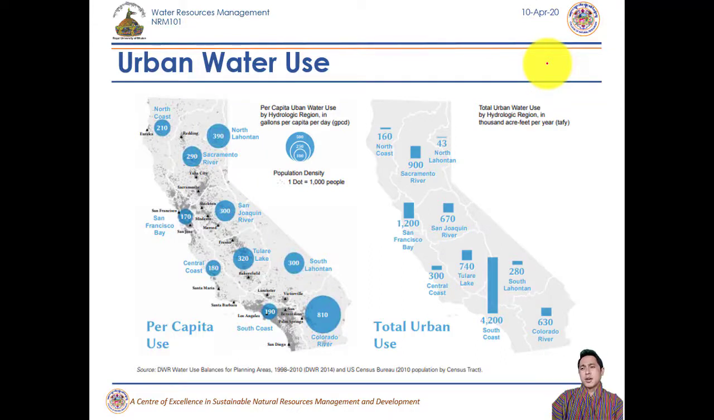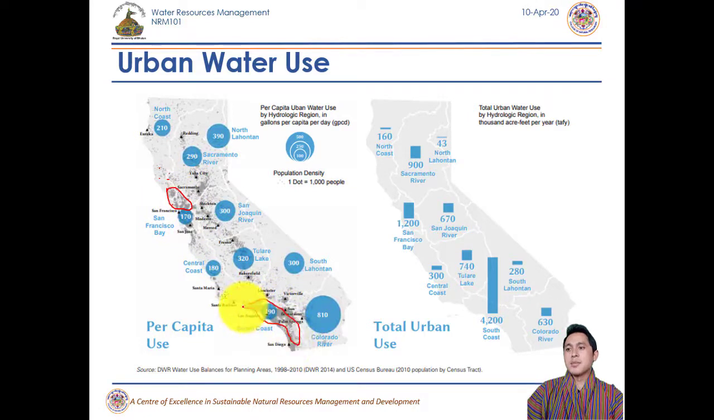This is an example of California, one of the states in the United States. So these blue ones are basically the per capita urban water use by the people around, and the gray small dots that you can see over here, and this huge chunk over here, are basically the density. So one dot is equal to 1,000 people. Can you just imagine, these are around millions of dots, so millions times 1,000 people.